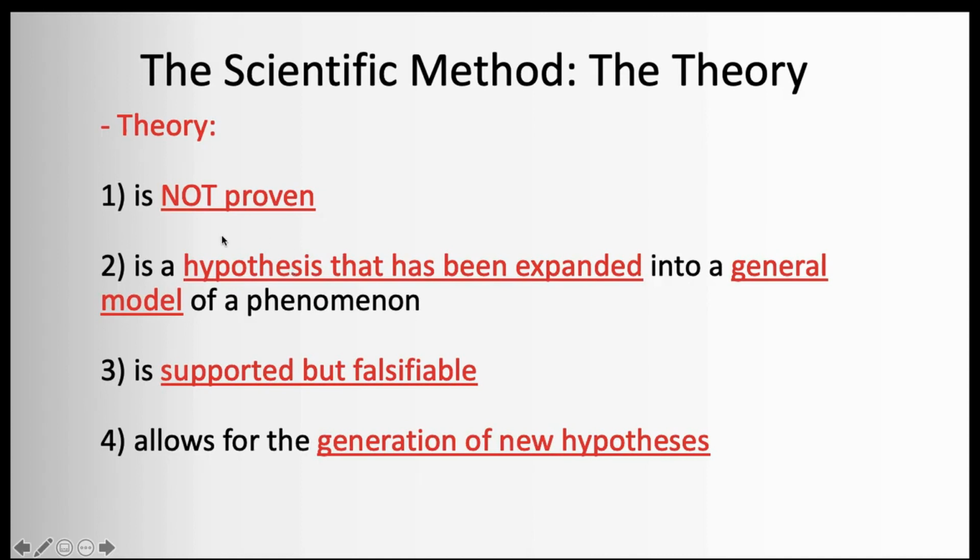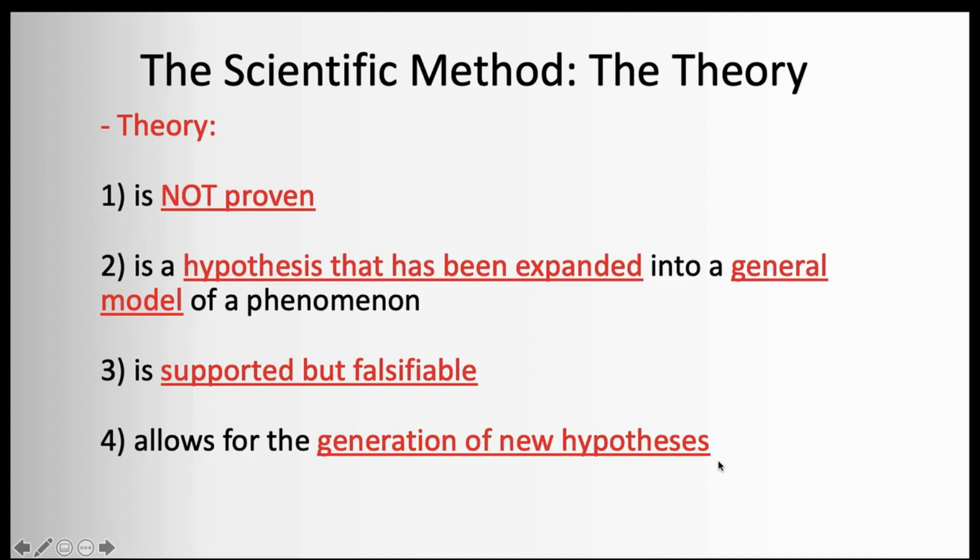A theory is a hypothesis that has been expanded into a general model. This is because we have tested the hypothesis over and over with many different types of experiments, and it has held up so far. And so then we can expand it to a general model of observing a phenomenon. But once again, it's not 100% proven, because all we need is one piece of new information that goes against the theory or disproves it, and that means the theory has to be revised. So it is supported, but falsifiable. It is supported by experiments up to a certain point, but it is not 100% proven, therefore it can be falsifiable.